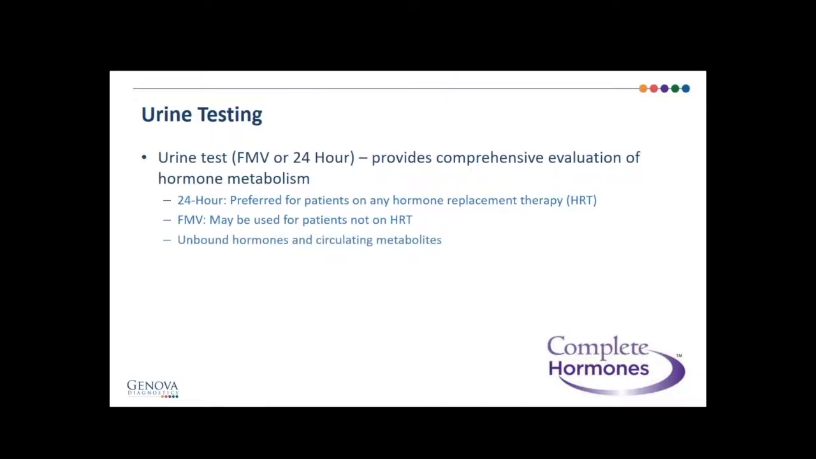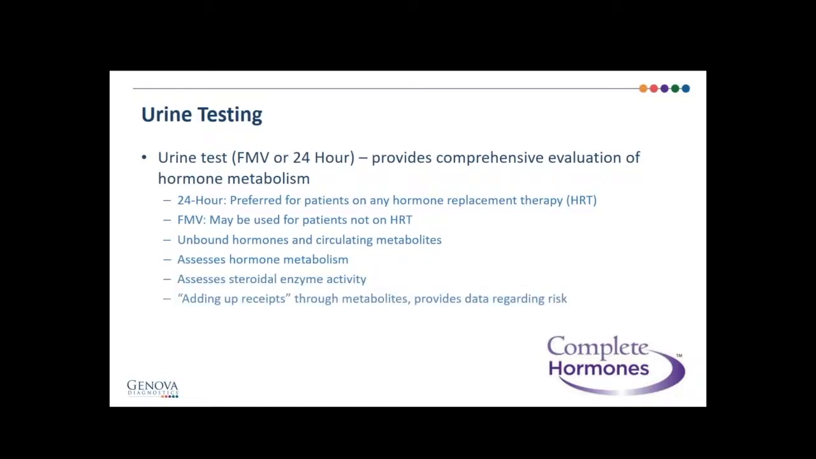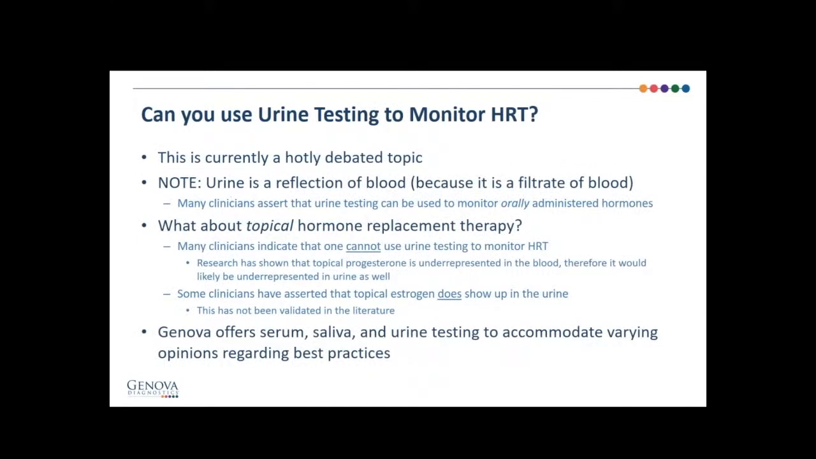These are unbound hormones and circulating metabolites. Remember, they're being excreted. You get the parent hormone, but you also get the metabolites of that parent hormone. So we're assessing hormone metabolism. It assesses steroidal enzyme activity as well. So we're adding up receipts through metabolites and getting data regarding risk assessment, so that if we're concerned about which pathways may be upregulated, pathways towards more risk, we want to know that as part of our protocol when we're going to give hormone replacement therapy.